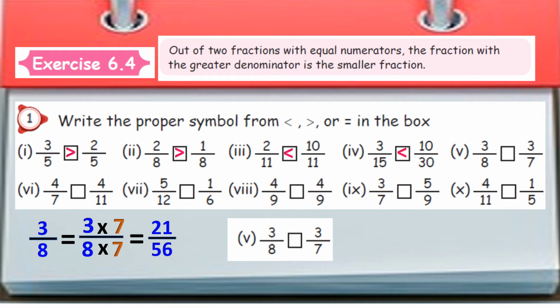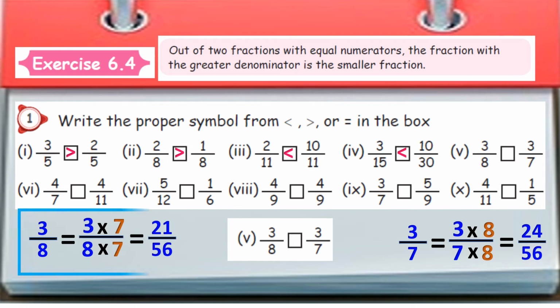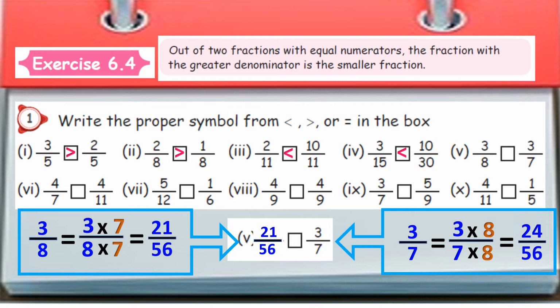Now let us select 3 by 7. Here we are going to multiply with 8. So 3 by 7 into 8 by 8. If we multiply with 8, then we get 24 by 56. Now it's easy to compare, isn't it? So instead of 3 by 8, I am going to fix 21 by 56. Instead of 3 by 7, we are going to fix 24 by 56.